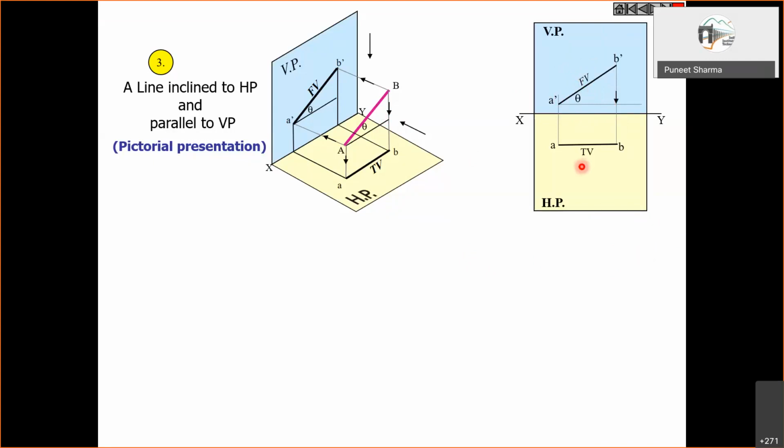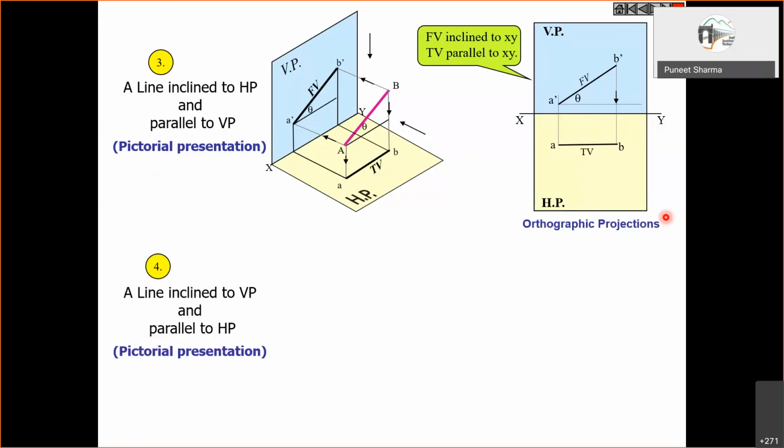What about the top view? The top view has got some reduced length, one thing, and apart from that, we observe that this top view is parallel to the XY line. So these are the two observations. Right. So now we consider the next case. Now the line is parallel to the vertical plane. Oh, sorry. The line is inclined to the vertical plane and parallel to the horizontal plane.